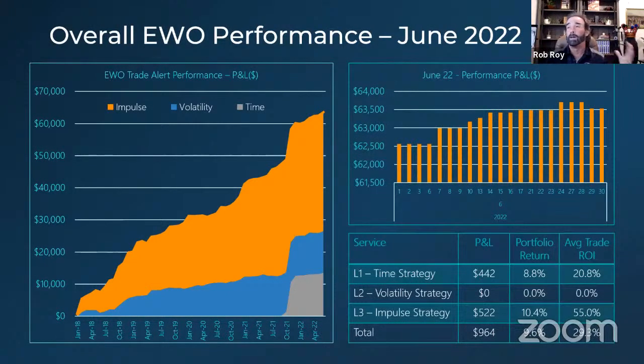All right, so here's what our strategies are. We have level one, which is our time strategy. That's our AI-based strategy, and it's the one that works well in this environment because we are now capturing volatility crushes. So if there's a spike in volatility, we set up these spreads. I'll go through them with you in a couple of minutes, where we're actually able to capture when the market makers pull that volatility down.